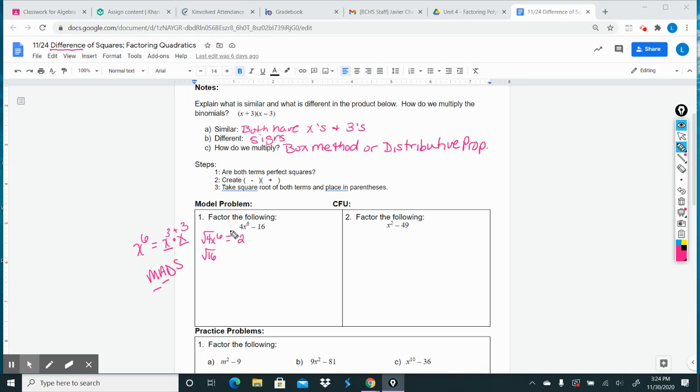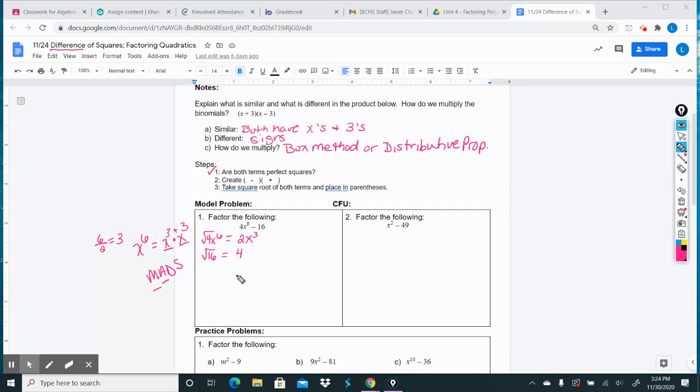So really what you can see here is that if we take the exponent and divide it by 2, if we cut it in half, we get 3. So x to the 6th, the square root of that is x to the 3rd. And the square root of 16 is 4. So we know that both terms are perfect squares.